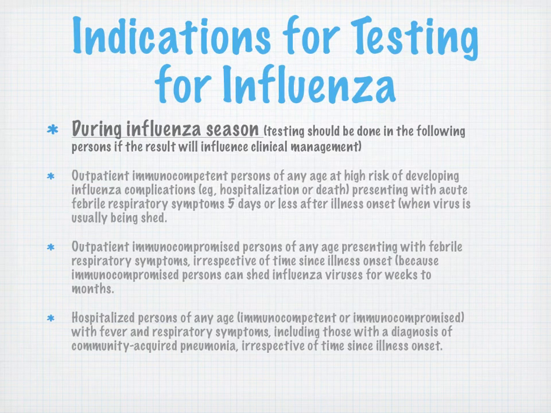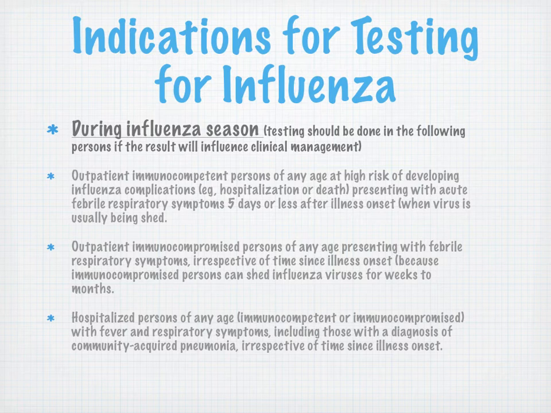It's easy. So, indications for testing for influenza. There are two categories here. During the season, testing should be done in the following persons if the result will influence clinical management. And that's the if there. Outpatient immunocompetent persons of any age at high risk of developing complications. Complications would be death, because that's complicated, or hospitalization, because that's complicated, scary, and expensive. Presenting with acute febrile respiratory symptoms 5 days or less after illness onset, when the virus is usually being shed.